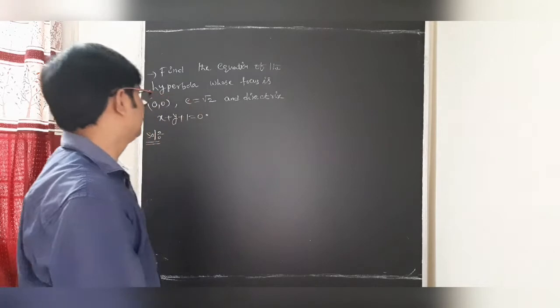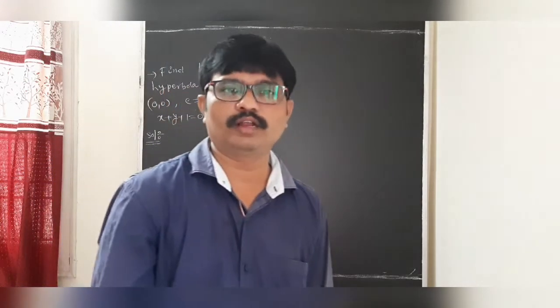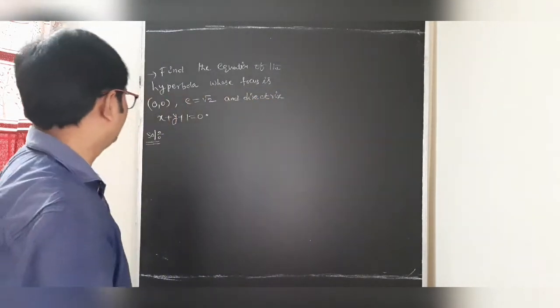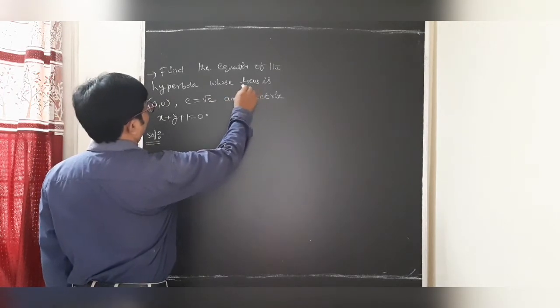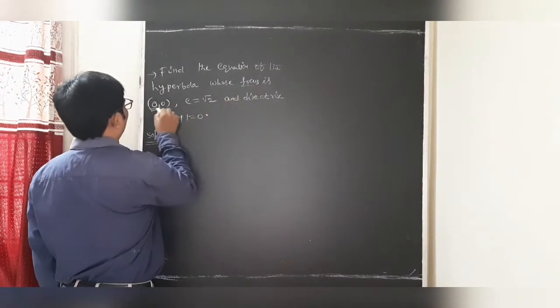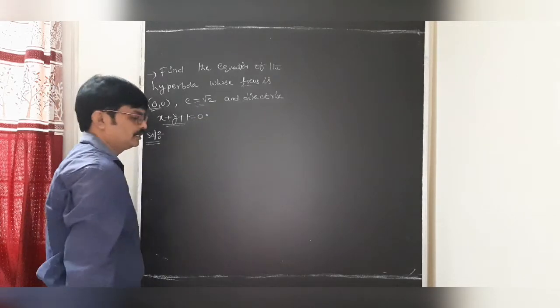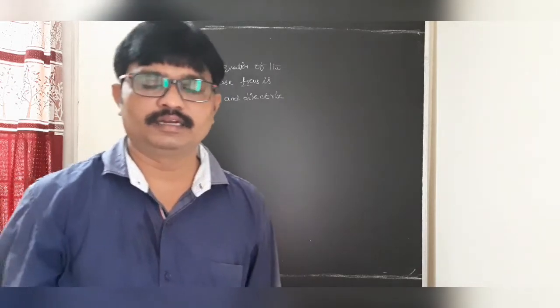My dear students, this is a very important question. The same question will be there in parabola and ellipse also. When the focus, directrix and eccentricity are given, the focus is nothing but a fixed point and the directrix is called a fixed line.